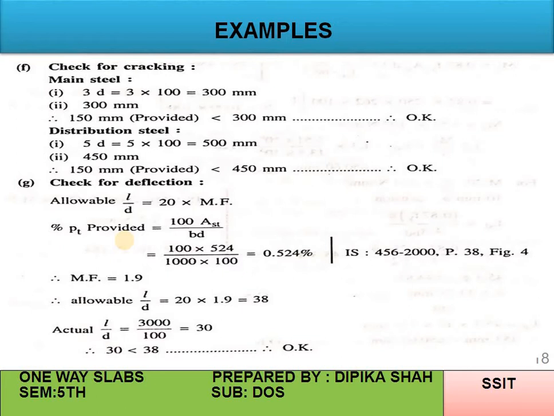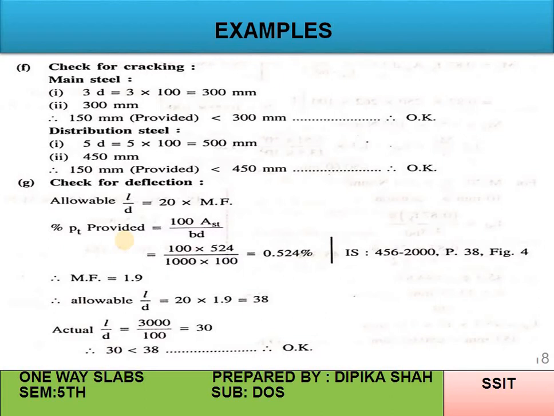After providing distribution steel and main steel, we have to check for cracking, for deflection and for shear, and at last for development length, right? So we have already seen these criteria for the check for cracking, check for deflection in a previous lecture in the theory part, right? So today we will apply them in examples.